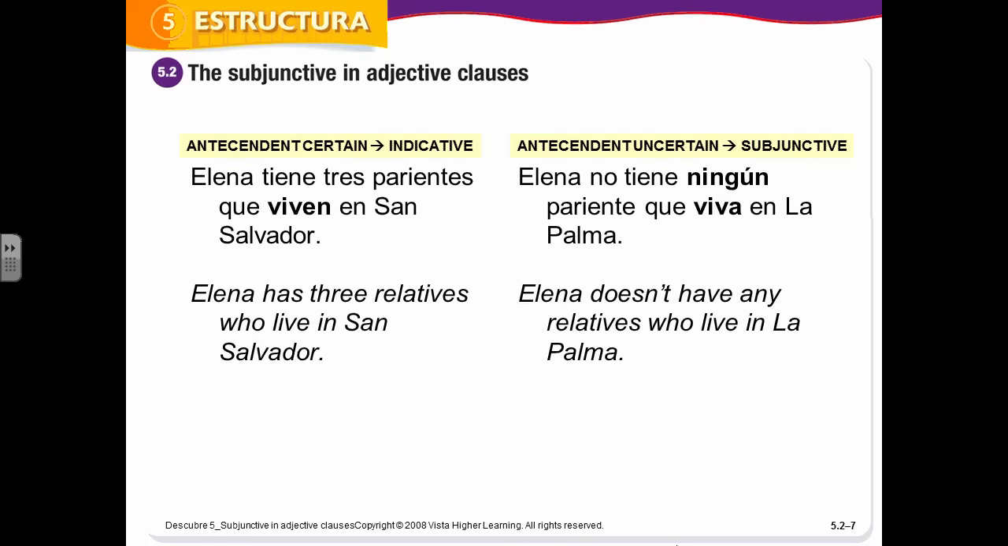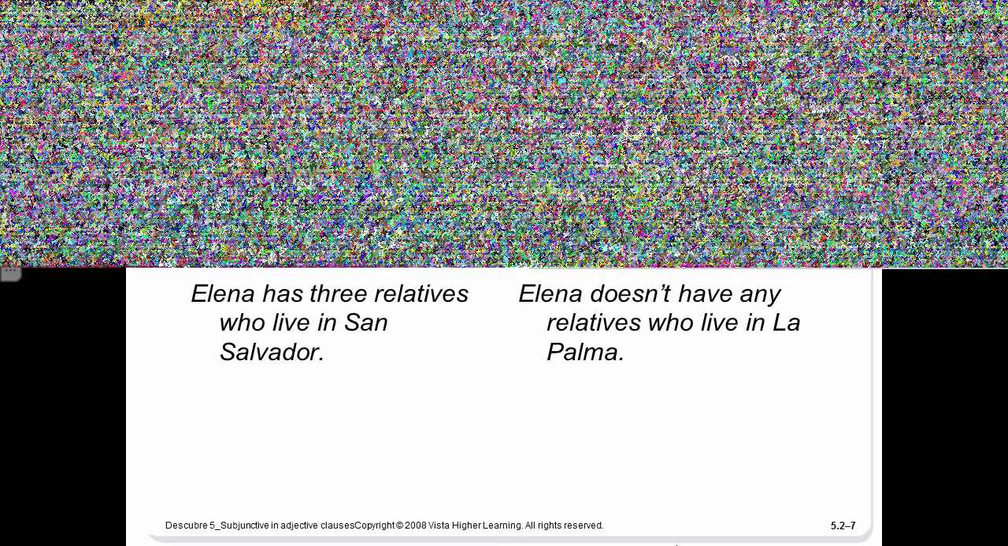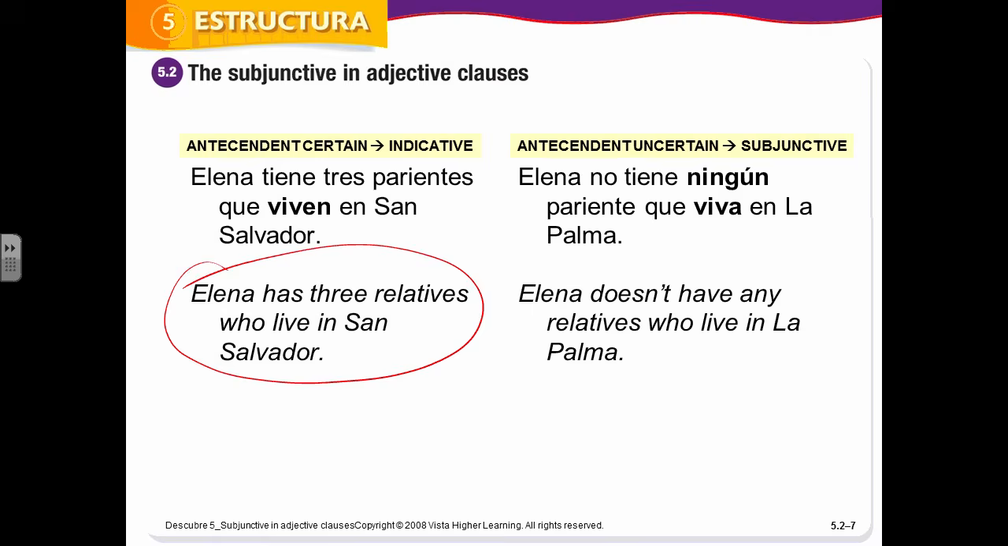Otros ejemplos. Ella tiene 3 parientes que viven en San Salvador. She has 3 relatives who live in San Salvador. They exist. There's certainty here if there's existence. Ella no tiene ningún pariente que viva en La Palma. She doesn't have any relatives who live in La Palma. So in this situation, there is non-existence here. So the second part would be in the subjunctive.